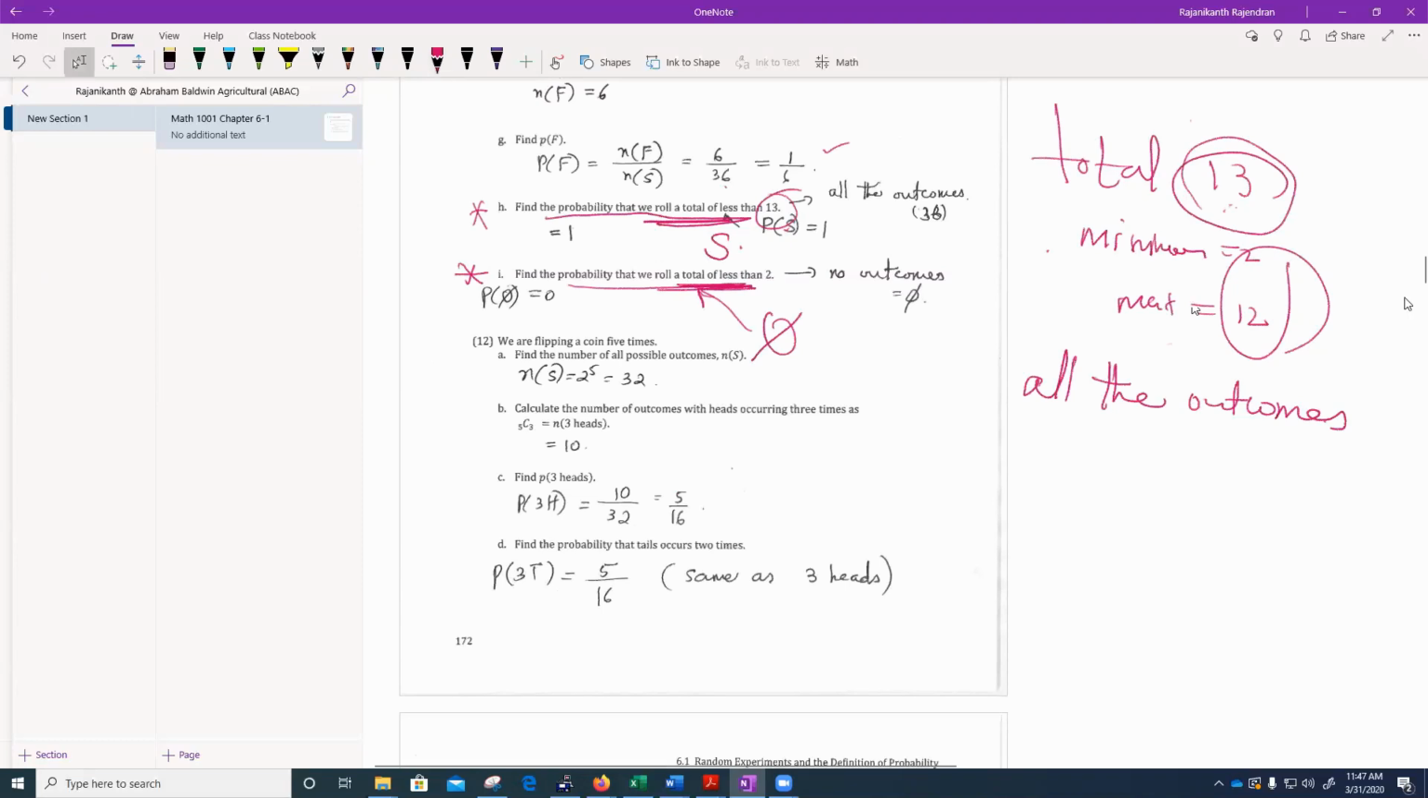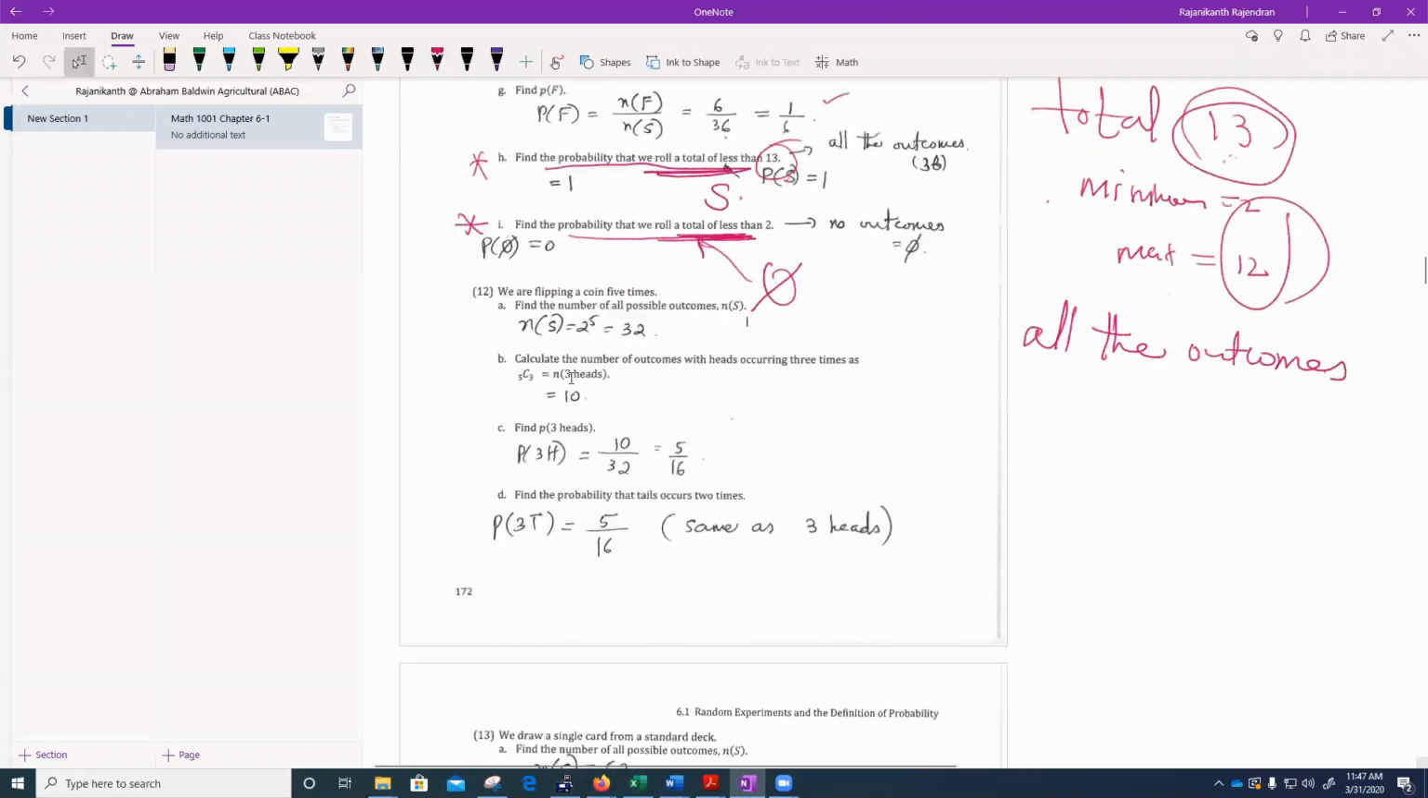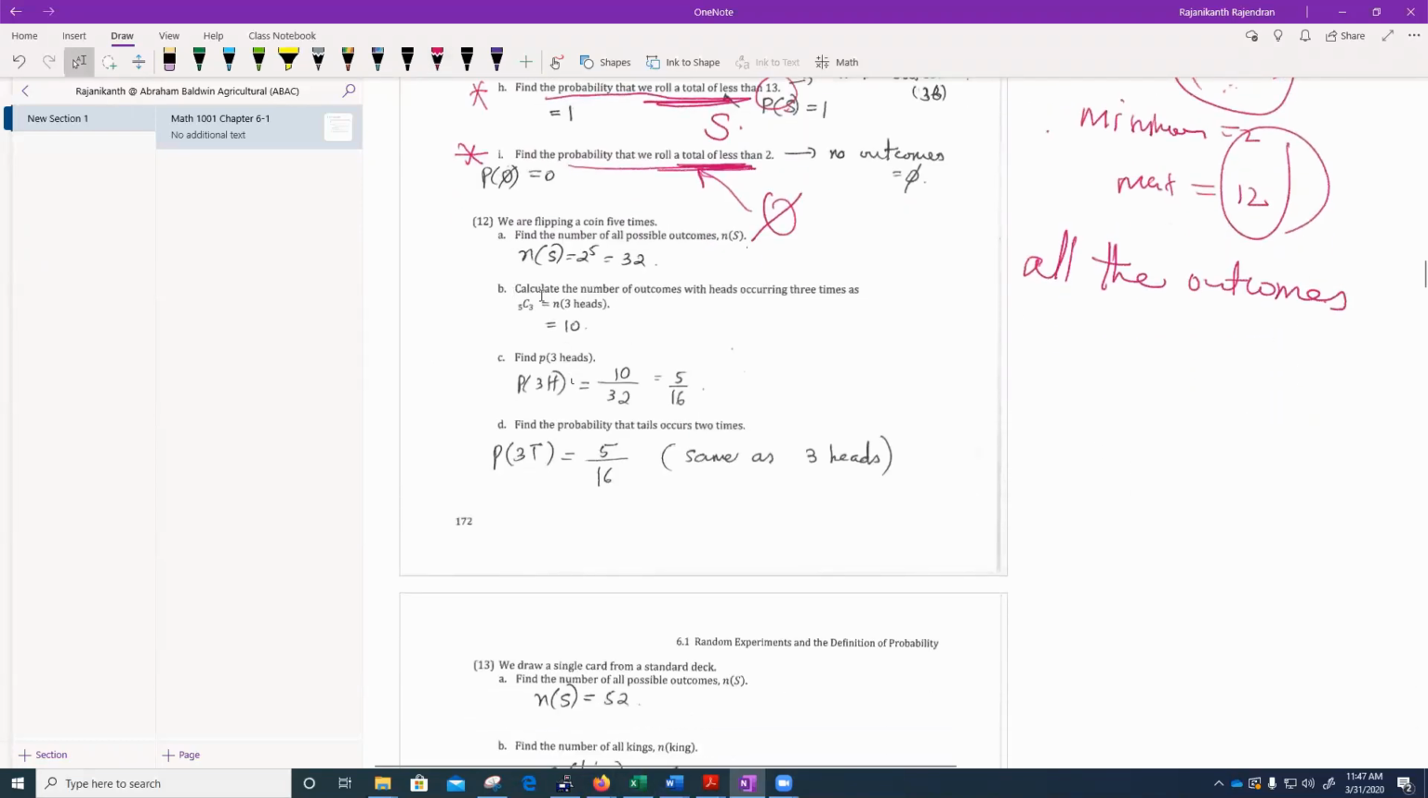Okay, I'm giving you 3 minutes. Could you read and understand number 12? First try to understand. Read the question and make sure that you understand the answers. I'm giving 3 minutes.